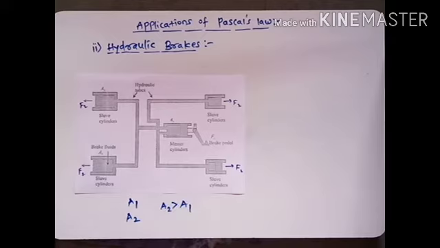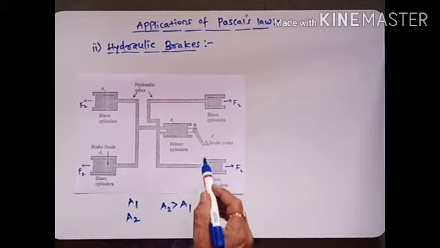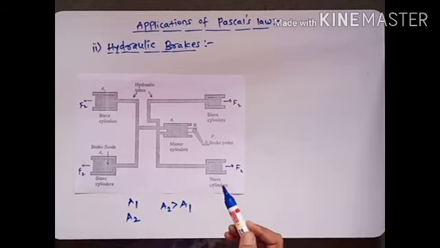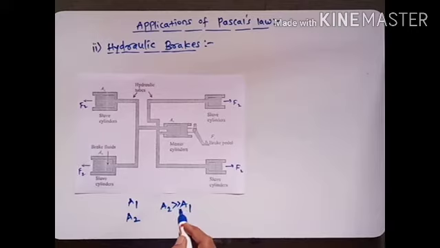This is the arrangement in vehicles. Whenever the brake pedal is pressed by a small force F1, we get a large force F2, which can stop the vehicle. Any vehicle, lighter or heavier, can be stopped by using this brake pedal. Again, we consider A1 and A2 as the areas. A2 is much greater than A1.